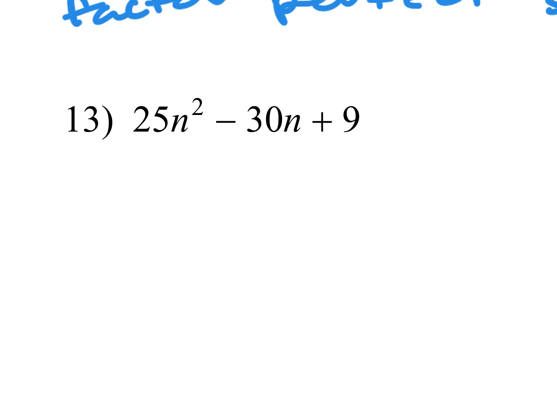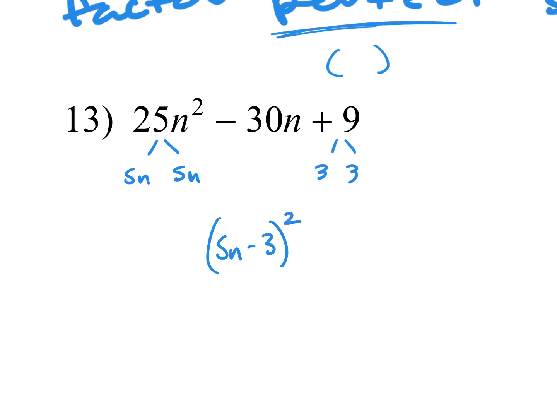What times what gives us 25n squared? 5n times 5n. And what times what gives us 9? 3 times 3. So what's going to go into our parentheses? 5n minus 3 squared. Perfect. Since they're perfect squares, we know it's just going to be one parentheses squared. And then since I have a minus as my first sign, the minus goes in the middle.